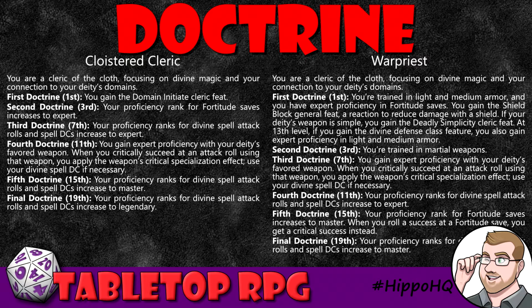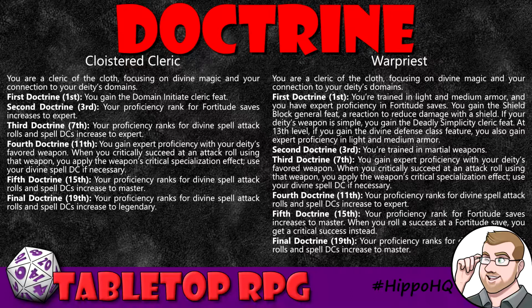Third doctrine is you gain expert proficiency in your deity's favoured weapon. Fourth doctrine, your proficiency ranks for divine spell attack rolls and spell DCs increase to expert. Fifth doctrine, your proficiency rank for fortitude increases to master, and when you roll a successful fortitude save, you get a critical success instead. And your final doctrine is your proficiency rank for divine spell attack rolls and spell DCs increase to master.